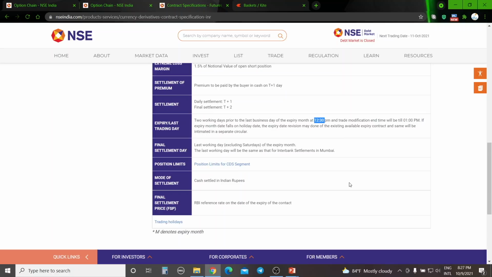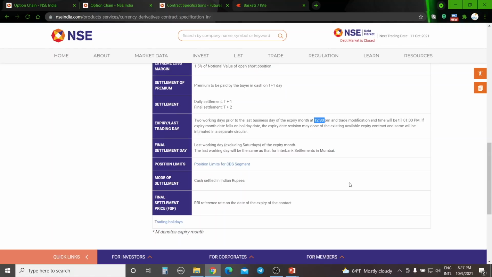Okay. So always try to close your open positions by 12:30. Means don't leave them like how we are doing for the other options, index options. For index options we know the closing time of the market and the expiry time of the options are the same, but in the USD INR it is not the same.